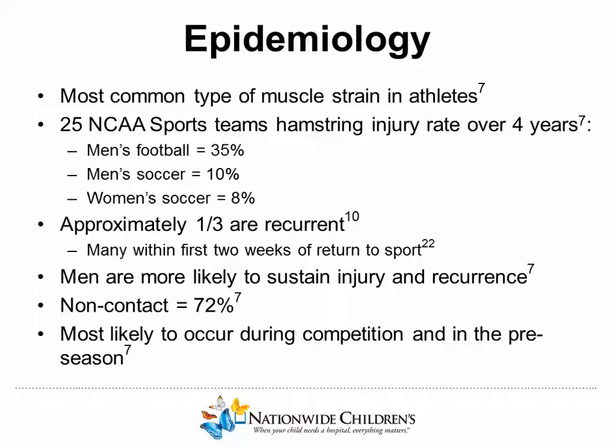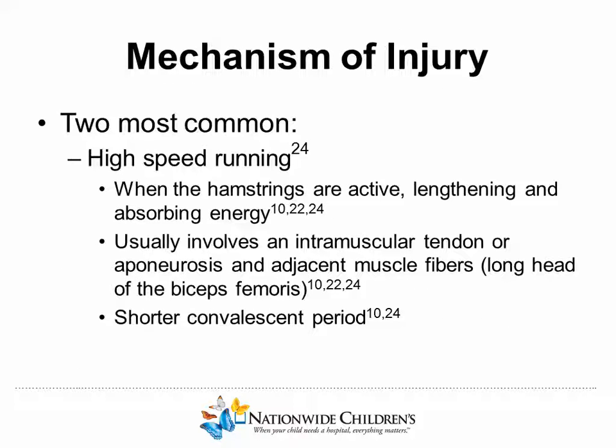Most of those injuries are going to be non-contact, and there really is no rhyme or reason as to whether they occur during competition or in the preseason. It's a little bit of both. The two most common mechanisms of injury for hamstring strains are going to be your high-speed running and then your overstretching. With that high-speed running and sprinting, the hamstrings are going to be active, they're lengthening, they're absorbing energy.